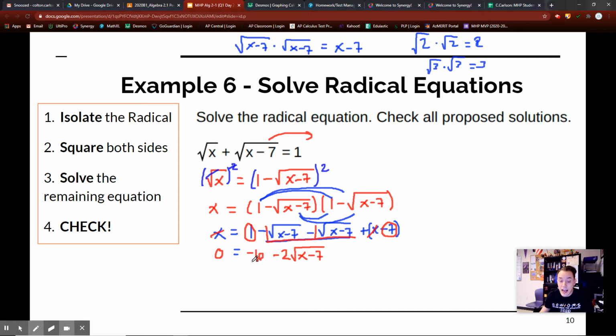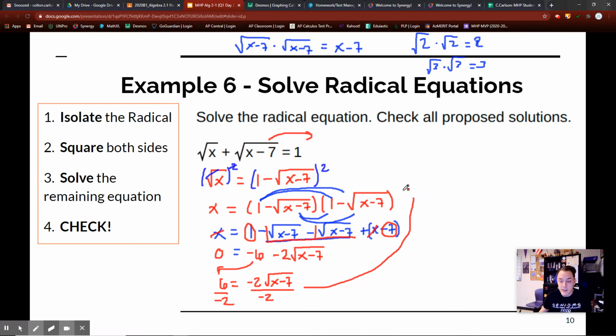Well, I'm actually going to add that 6 over because I want to isolate the variable. I want to isolate the radical part again. So I'm going to do the whole process over again where I only have one radical. I'm going to try to isolate that radical. So now I have 6 equals negative 2 and then radical x minus 7. I'm going to divide by negative 2 so I can isolate it.